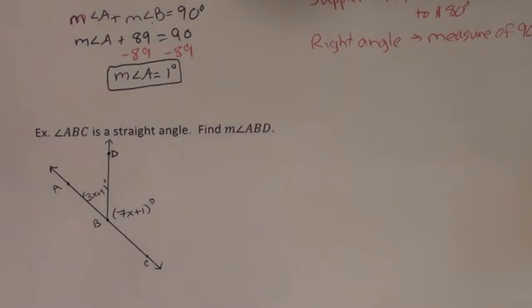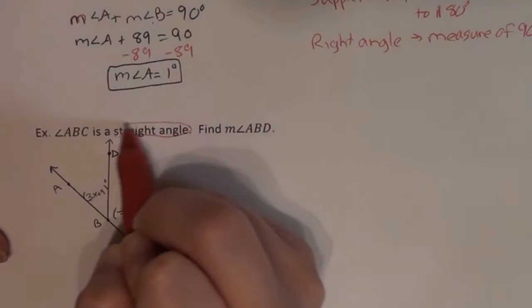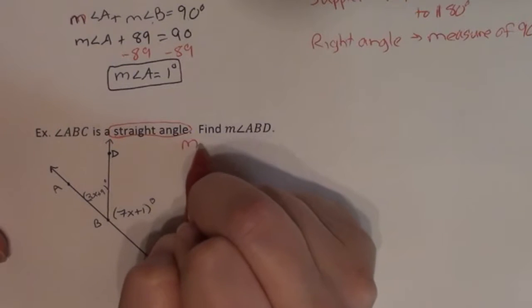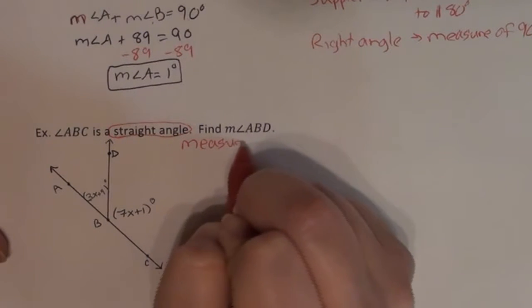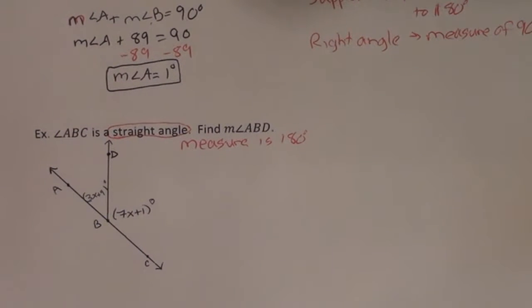Angle ABC is a straight angle. Find the measure of angle ABD. So you need to know what a straight angle means. A straight angle is an angle whose measure is 180 degrees. So it's similar to supplementary, but supplementary is when two angles add to 180 degrees. A straight angle is one angle whose measure is 180 degrees.